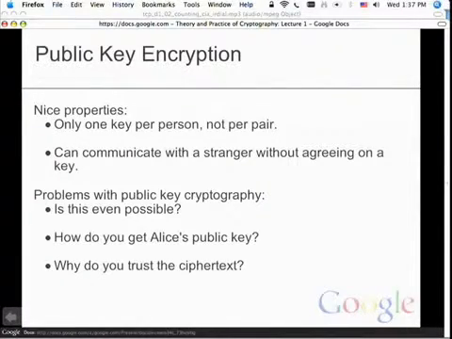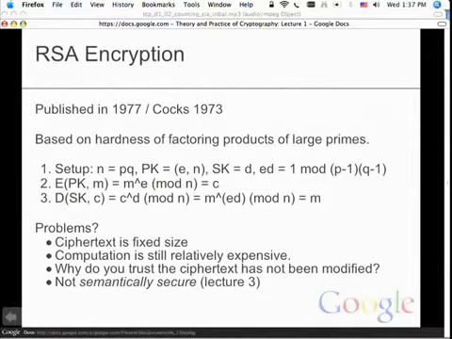Before a certain time, it wasn't even known if you could do this. Another thing is, how do you actually get Alice's public key? And why do you trust that the ciphertext has not been modified? Just because you encrypt something doesn't mean that the ciphertext hasn't been messed with in transit. And the second question here is actually part of the exercise. You're going to do one thing where you're going to get my public key and use it to verify a message. And somebody's already done it before the class, actually.